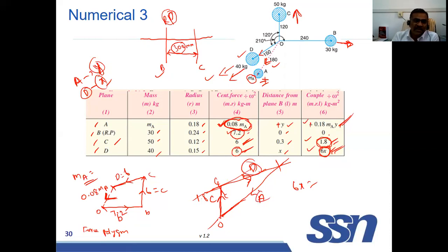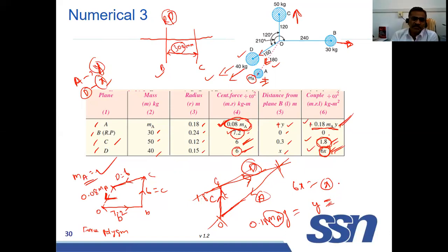And similarly, you measure the distance. That is equal to this value, that is 0.18 MA into Y. Here MA we have already calculated. So substitute this, and you can find the value of Y. Here you can find the value of X. Now you have calculated the values of X and Y.